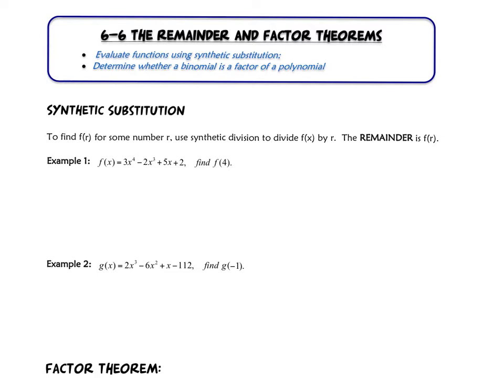We're going to talk about synthetic substitution. To find f of r for some number r, you're going to use synthetic division to divide by r. The remainder is f of r. Okay, so let's look at example number 1.